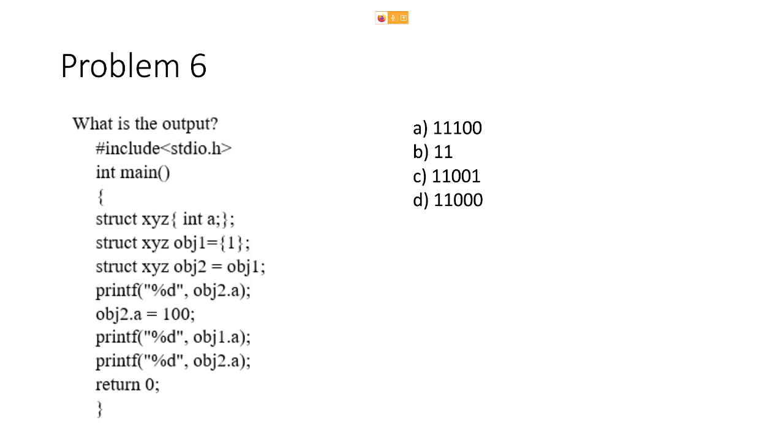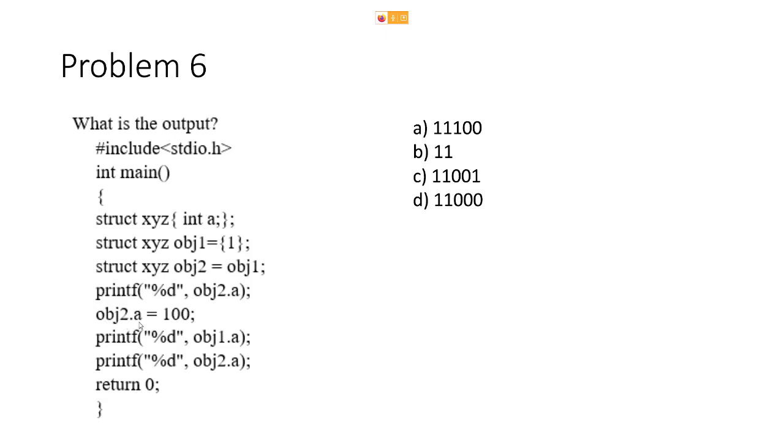Okay, so I'll explain. First, object2 is a copy of object1. So in object2 also, the member a will get value 1, right? So when you print object2.a, it will print 1. But then you change object2.a equal to 100. Now, since this was a copy, these are two different objects. Object2 is not pointing to object1. It's not a reference. They are two different objects.